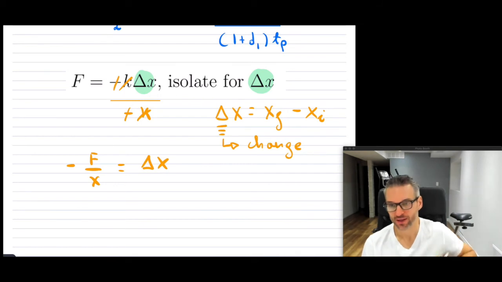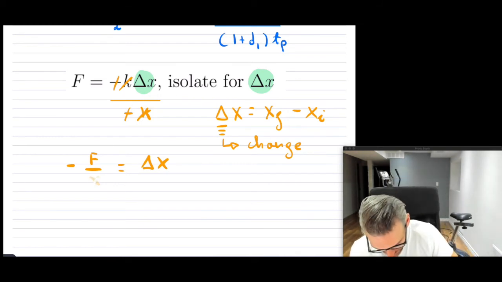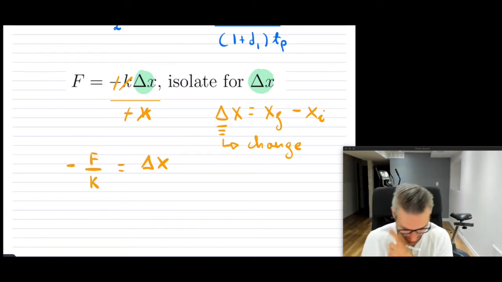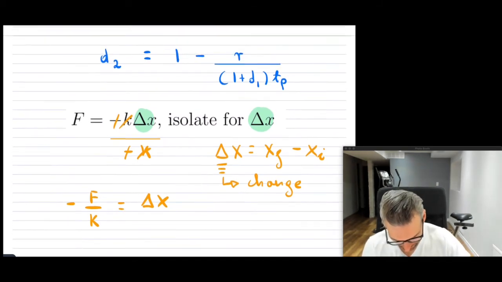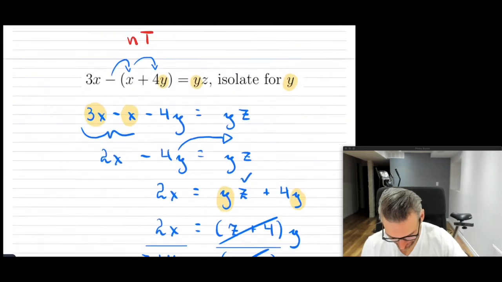And here, just so that you don't think I'm a little goofy, this is k. So it's f over k. It's not f over x. That would have been silly of me. So this is what you have for this example. So now let's continue on.